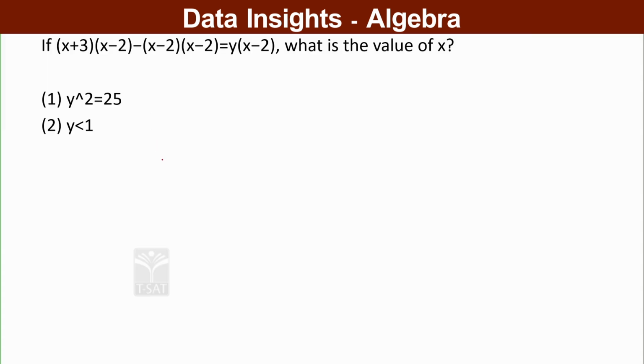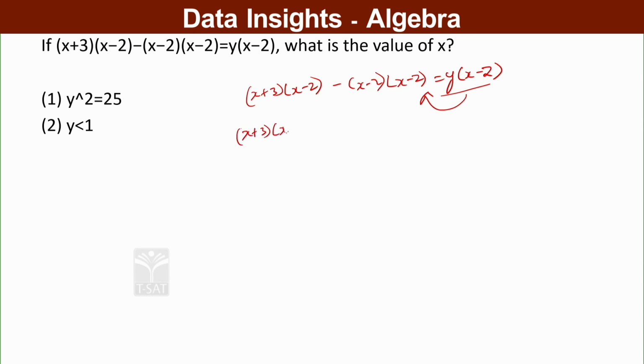So let's see what the next question is. X plus 3 into x minus 2 minus x minus 2 into x minus 2 is equal to y into x minus 2. What is the value of x? Let's take this term also to this side so that we can take x minus 2 common overall. So you have x plus 3 into x minus 2 minus x minus 2 into x minus 2 minus y into x minus 2 is equal to 0.